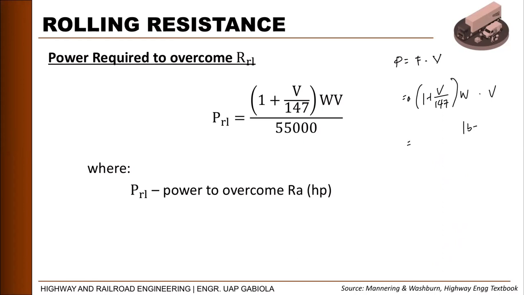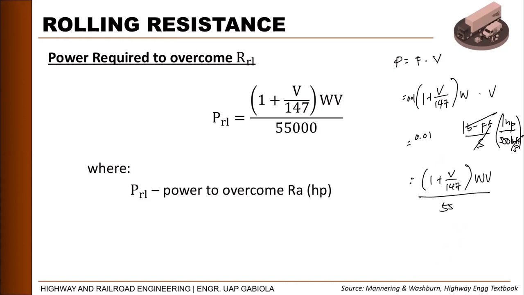May 0.01 pala dito. Naka-pound feet per second yan. Okay? Tapos may 0.01 dito. So, para maging horsepower, mamultiply natin ng 550. HP is equals to 1 pound, and baliktad. So, 1 HP is 550 pound feet per second. Okay? So, magka-cancel out yung unit. So, sabihin 0.01 divide 550, that is 55,000. Kaya meron tayong 1 plus V over 147 times WV all over 55,000. Yan yung power natin kapag sa rolling resistance.